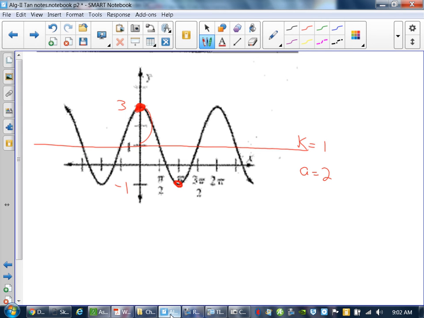Next, look at where it starts and where it ends. From here to here is your period. In this example, your period is 2 pi. So if your period is 2 pi, what's your b value? 1. Very good. Has it shifted left or right? No. So is there an h value? No. Write the equation. That's what you do with these when you're given a graph.